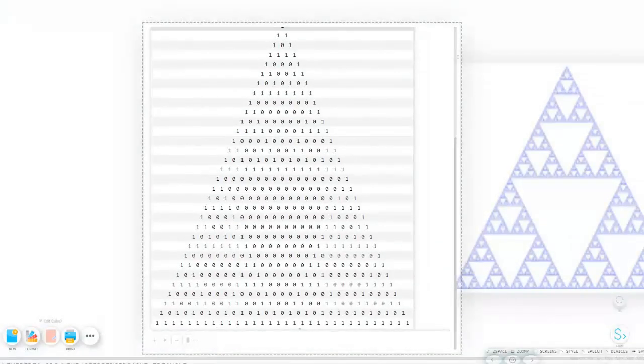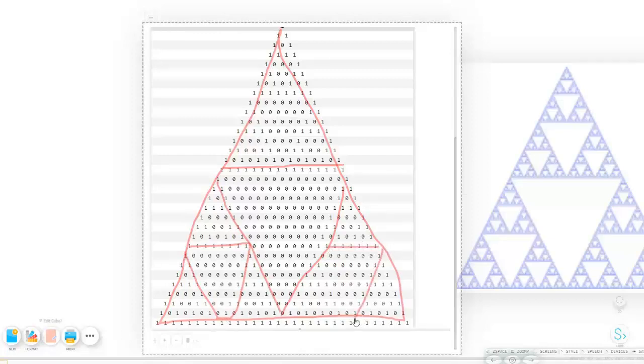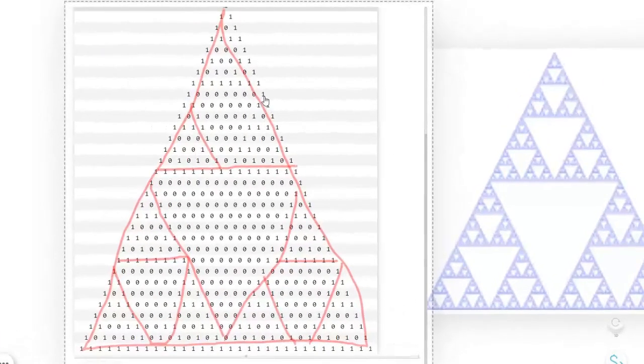So I'll draw certain lines on this here. That is one side of the triangle, second side of the triangle, third side of the triangle. And then you see that there is a whole line of ones here, a whole line of ones here, a whole line of ones here. Likewise, a whole line of ones here. So you're starting to see the Sierpinski triangle emerge from the Pascal triangle through that operation that I did.